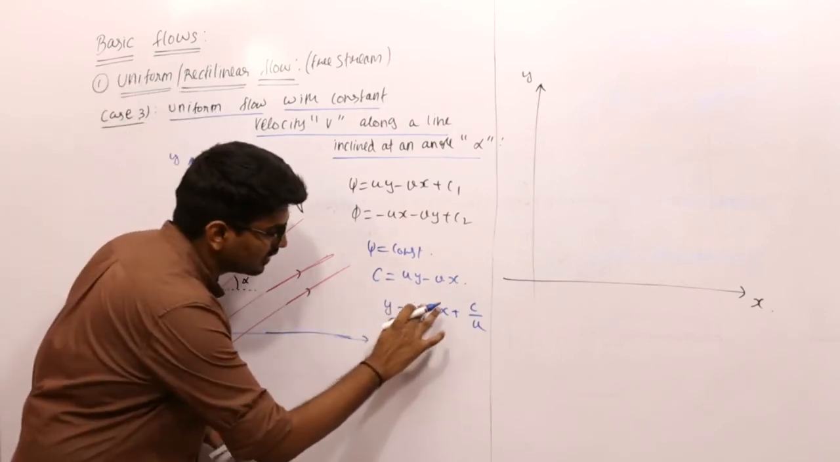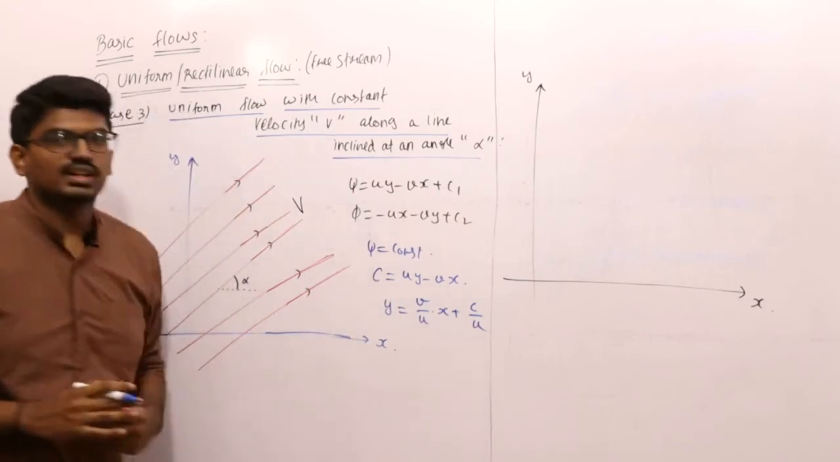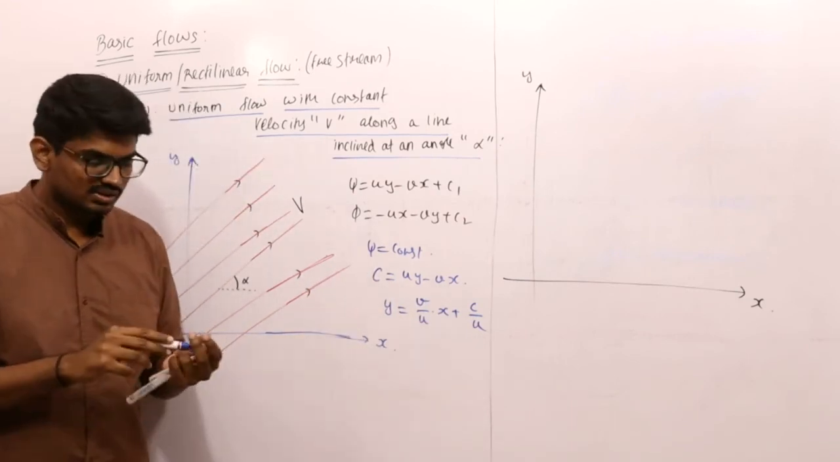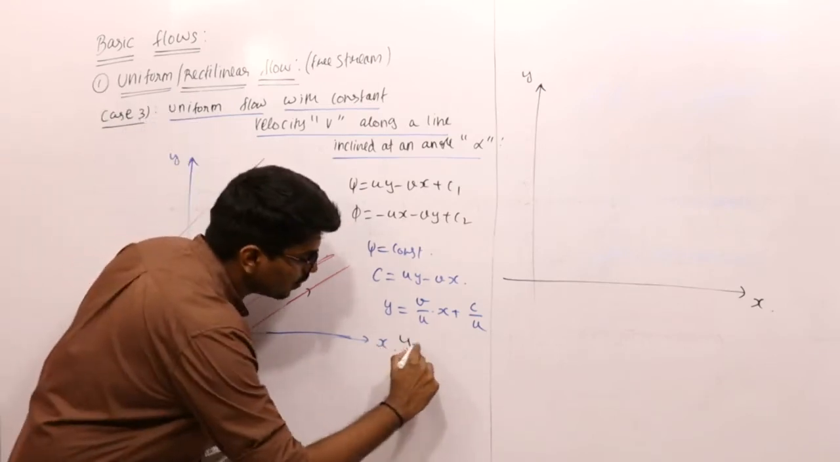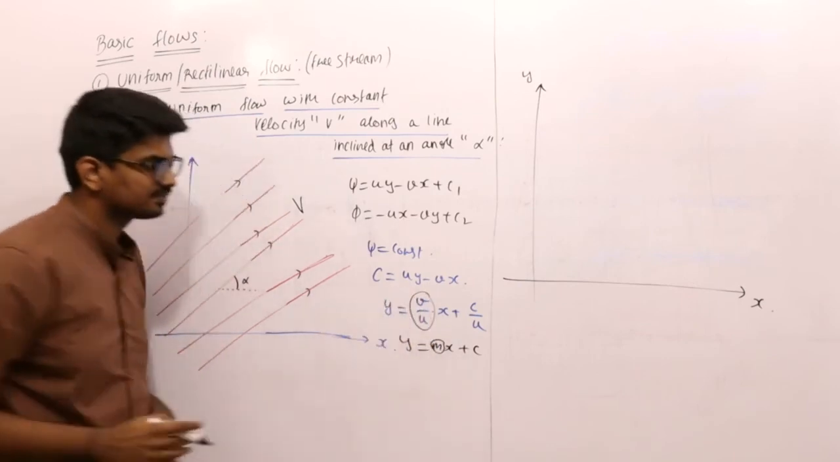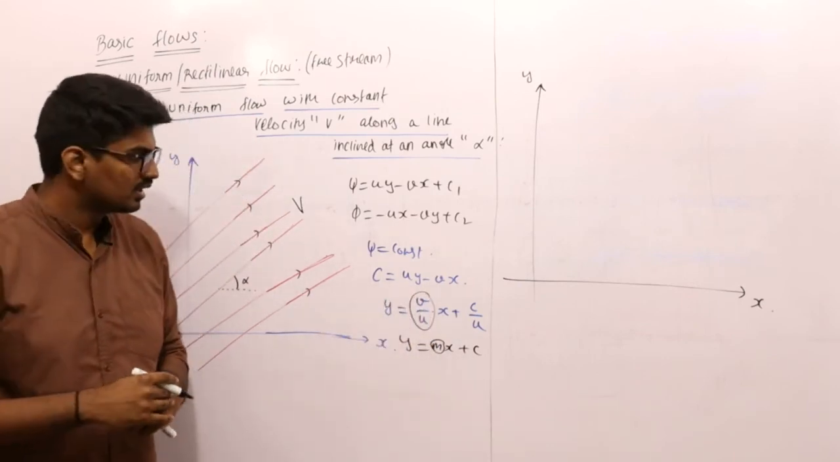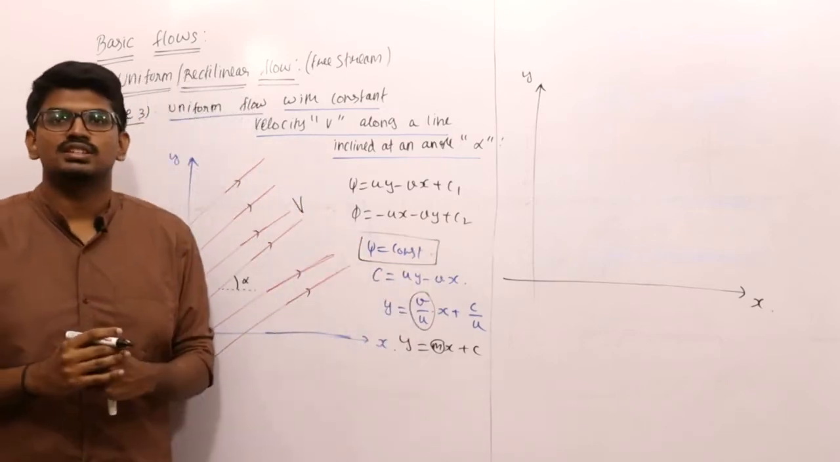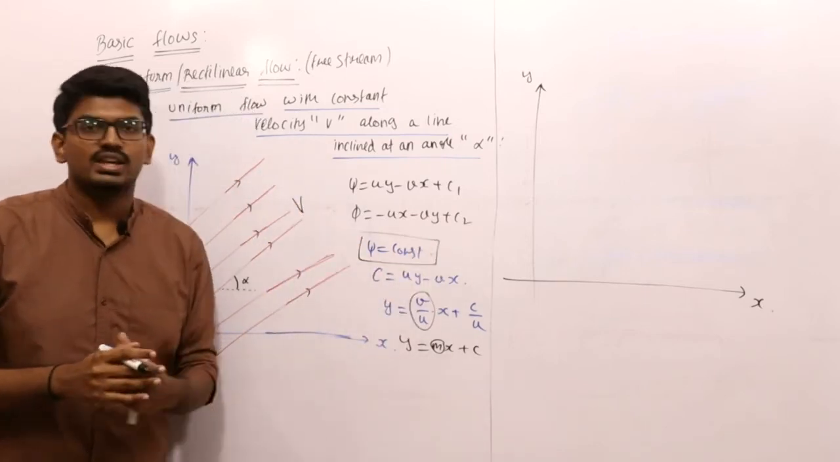Okay, this is in fact v. I'm taking vx that side and I'm dividing with u. This looks similar to y is equal to mx plus c, where the slope is v by u. So clearly our constant potential function line will be similar to y is equal to mx plus c.